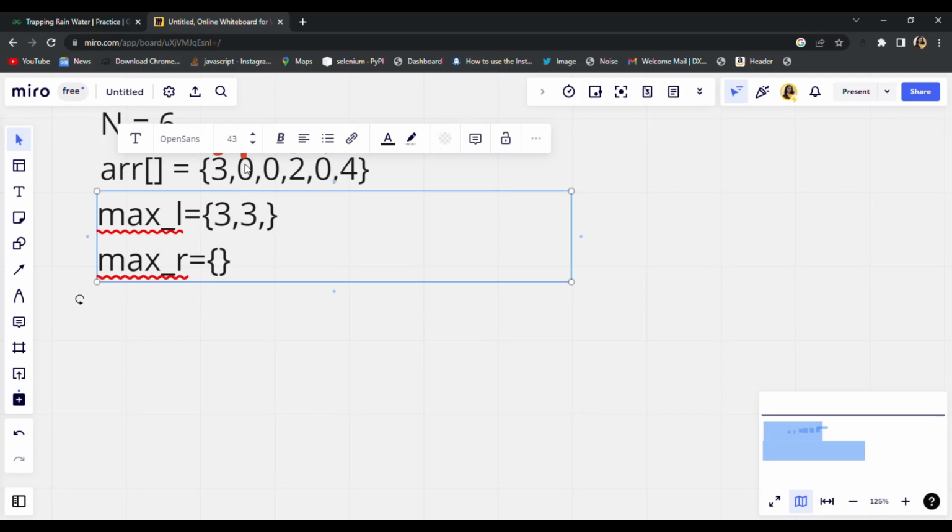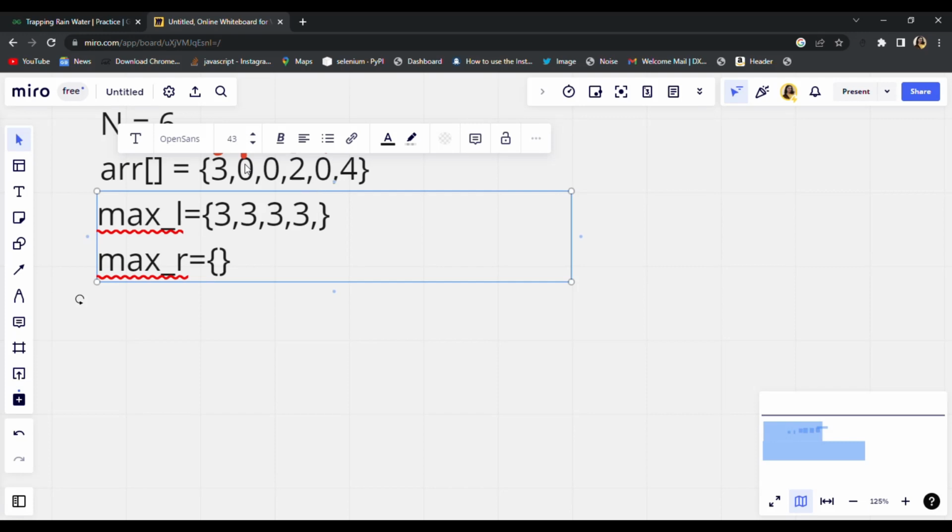And for the second index, again we'll compare. Till the first index, we have got the maximum height as 3. So if we compare 3 with 0, obviously 3 is maximum. So till the second index also the maximum height is 3. Okay, so now if we come to the third index, which has a height of 2, we'll again compare if the maximum height which we got till the second index, which is 3, is maximum, or the present height, 2, is maximum. Obviously 3 is maximum, so it will be 3.